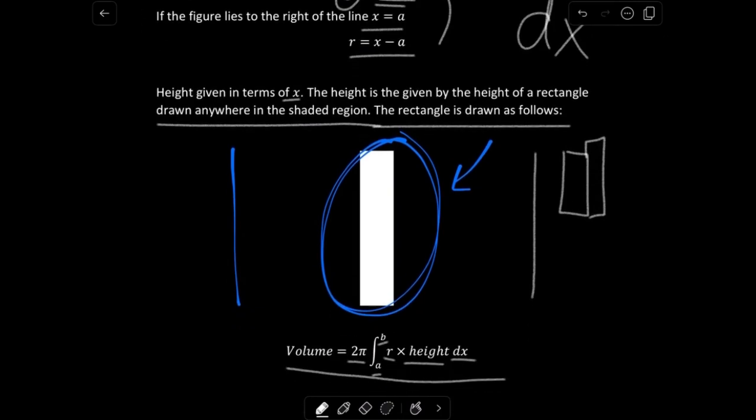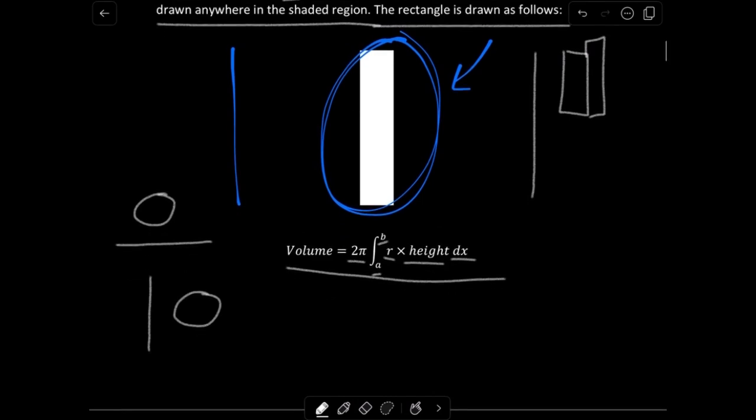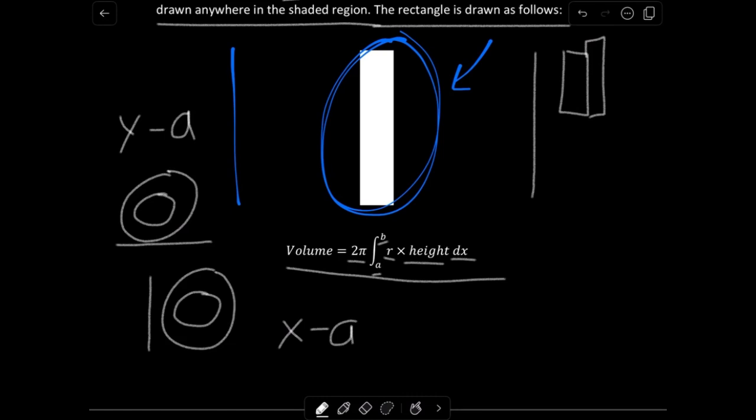If the figure lies above the axis of rotation, or if it lies to the right of the axis of rotation, so above and to the right, then if it's to the right, it's going to be your variable x minus a. If it lies above, it's going to be your variable, which is y. Again, we are integrating with respect to y minus a. So if it's above or it's to the right, it's always variable minus whatever you're rotating it about. That's how I want you to remember it.